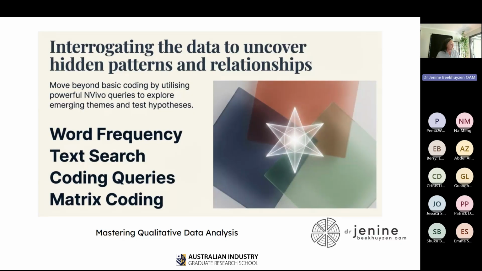And they really are the power of the software. We touched briefly last week on our word frequencies and text searches. We're going to revisit them again today in a little more detail, and then add to them the coding and the matrix coding, and also a crosstab query as well. And the matrix and the crosstab are ways for us to start to bring the quant and the qual data together.